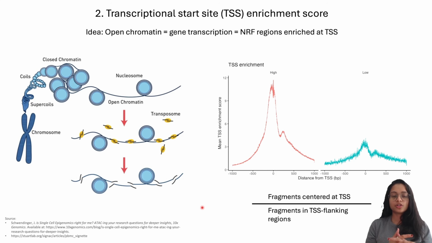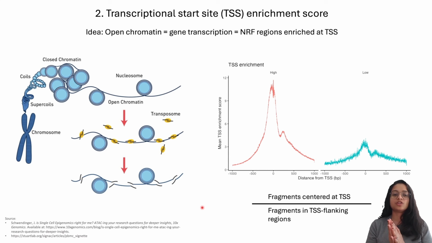So the next metric that we will be taking a look at is the transcriptional start site enrichment score. The fragments from the nucleosome free regions are expected to be enriched around the transcription start site. The idea here is that if these fragments are from the open chromatin region that is not bound by any nucleosome, the genes in this region will be actively transcribed or regulated, and hence the nucleosome free regions should be expected to be enriched around the transcription start site of these genes.